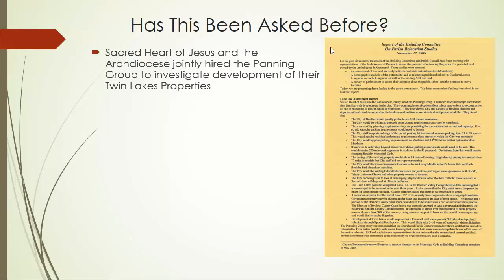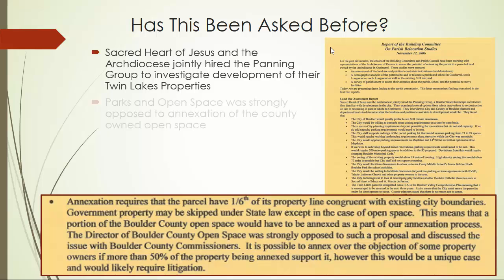A 2006 church bulletin summarized the findings of this investigation. The document states that in order to establish contiguity, they would need to annex the open space property to the north, and the director of the Boulder County Open Space strongly opposed such a proposal. Can you guess who the director was at the time? Yep, you're right, Ron Stewart.